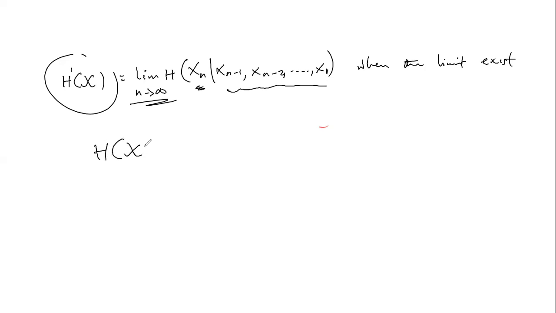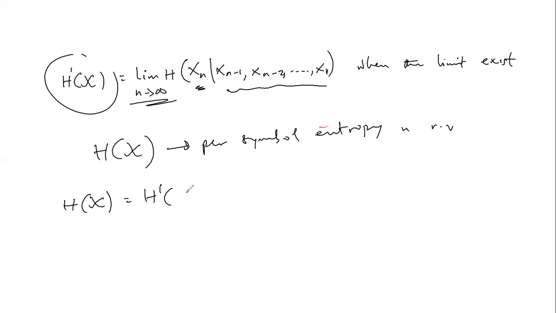While h of x is the per symbol entropy of n random variables. Okay, this is per symbol entropy of n random variables. Now, if we consider a stationary process, then h of x will be the same as h prime of x.